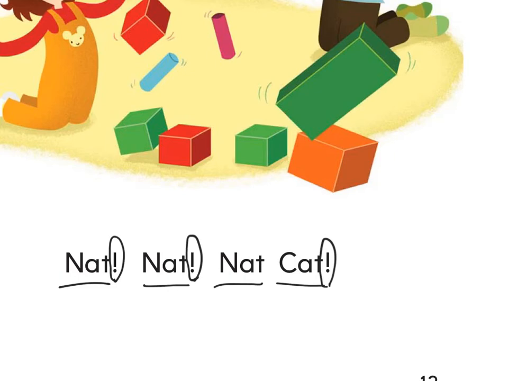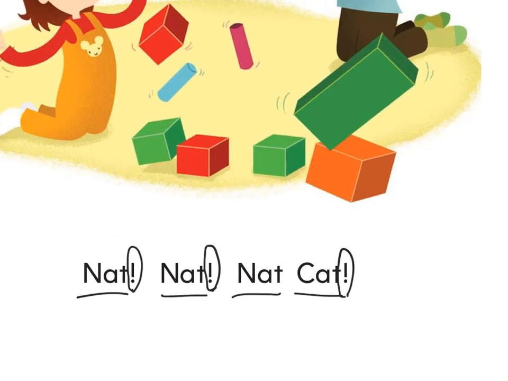How do you think the kids are feeling about that cat right now? I think they're probably mad because the cat knocked over their blocks. So let's read it like we're mad, all right? Fingers ready, and let's read it mad. Ready? Nat, Nat, Nat, cat. All right, turn the page.